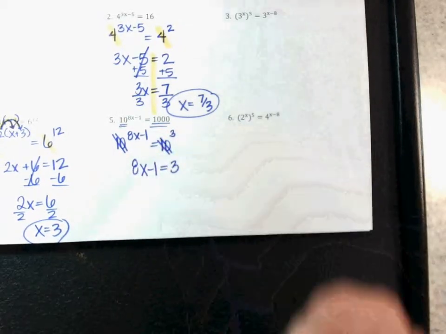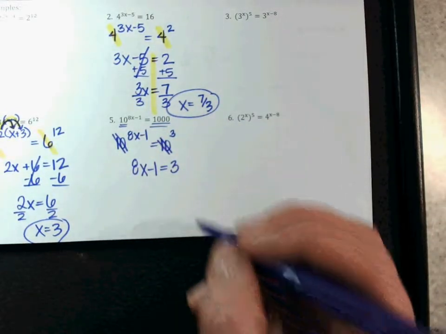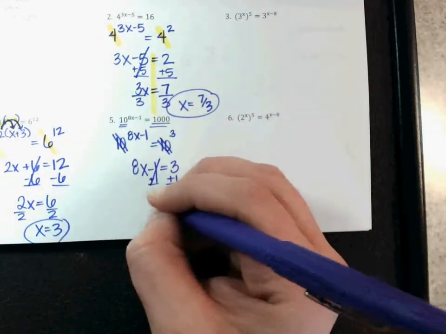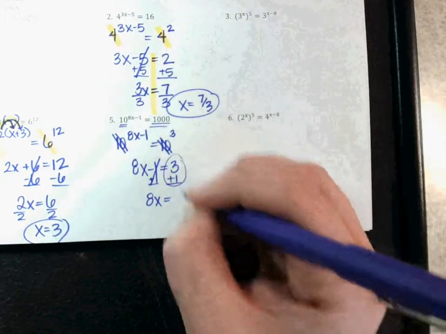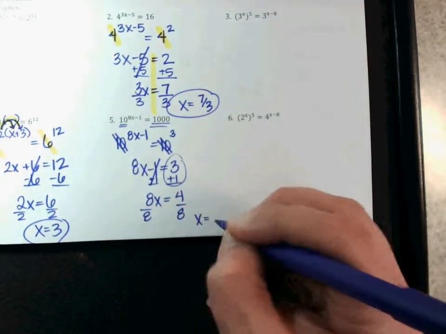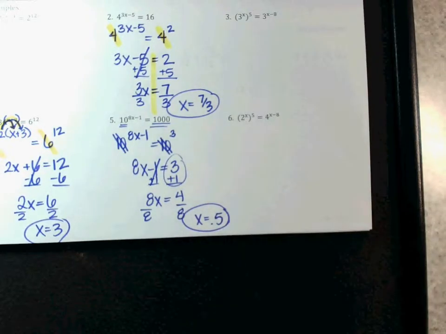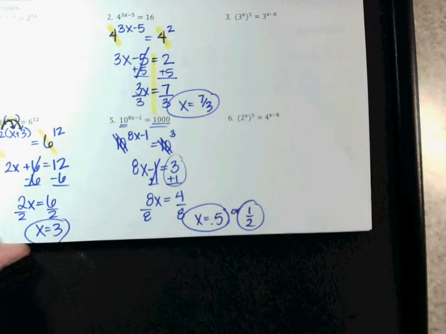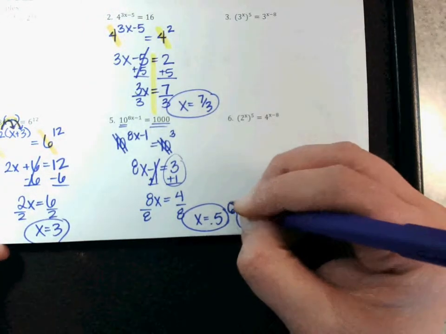So 8x minus 1 is 3, add the 1 across, good. 3 plus 1 gives me 4, then divide by 8. 4 divided by 8 is what? 4 eighths, or you could put a half, or .25. Does not matter which one of those you put.